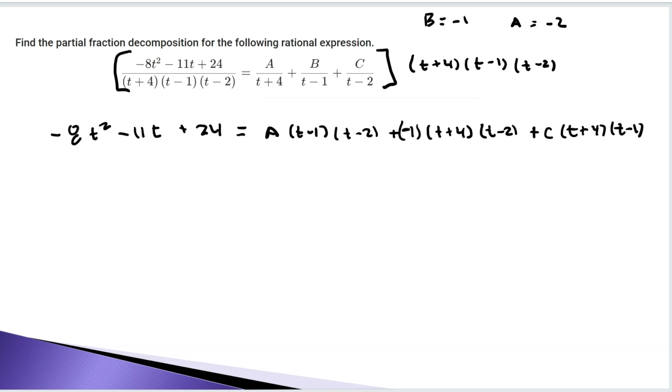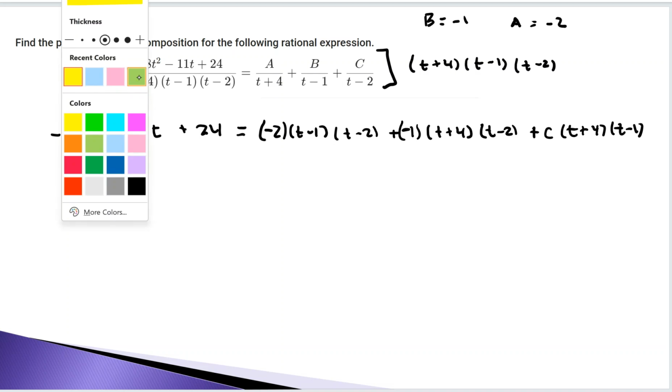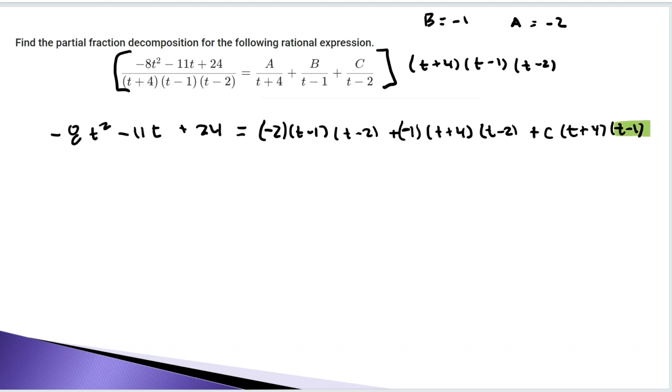And I know that a equals negative 2, so I'm going to put a negative 2 there. And let's see what we can do. We've already plugged in 1, and we've already plugged in minus 4. So let's go ahead and plug in, whoops, that's the one I already did. Let's plug in t equals 2. That's the one we haven't done yet.